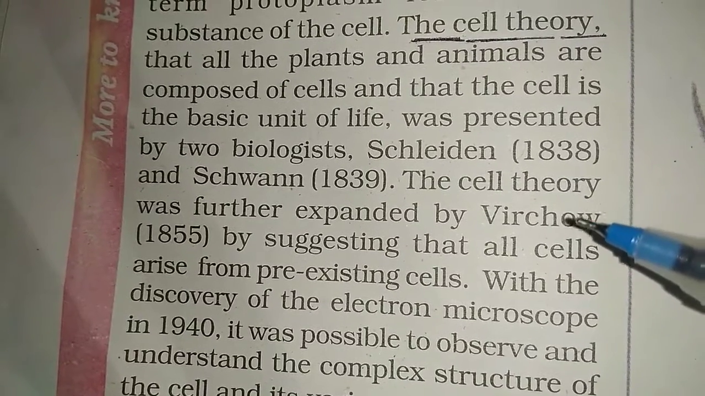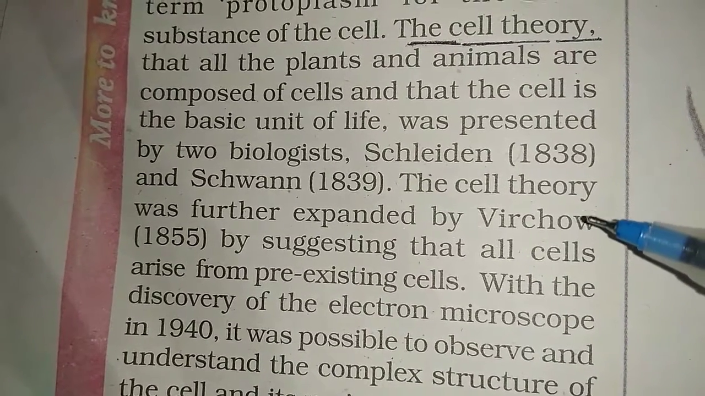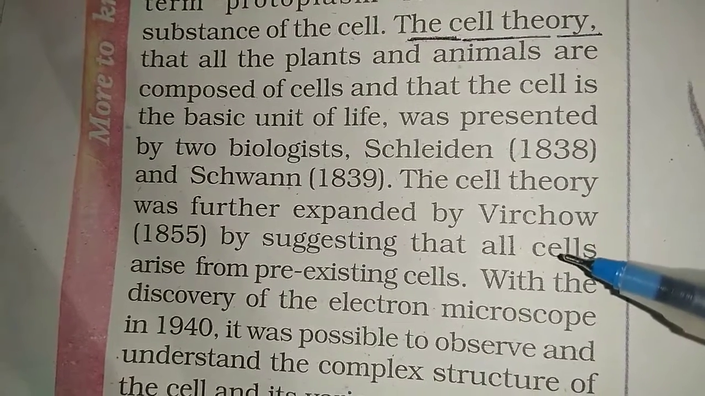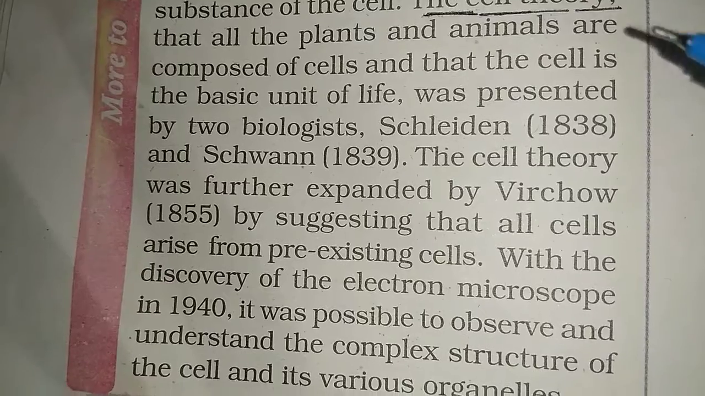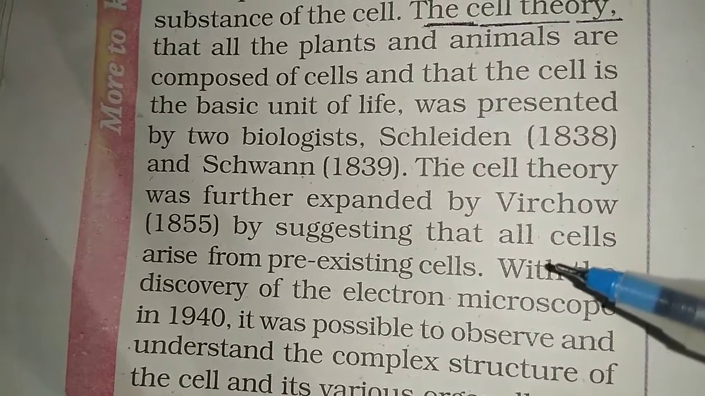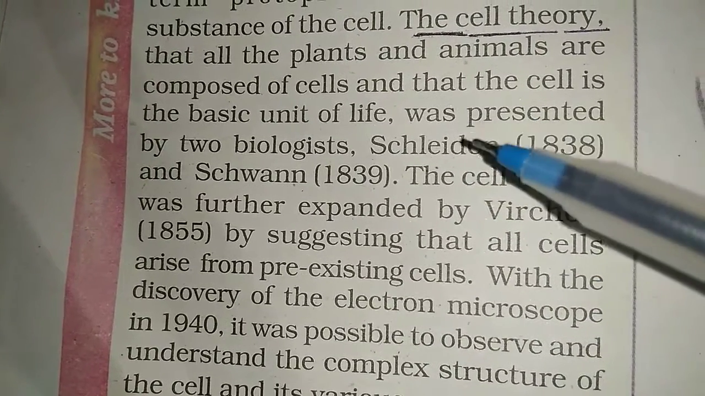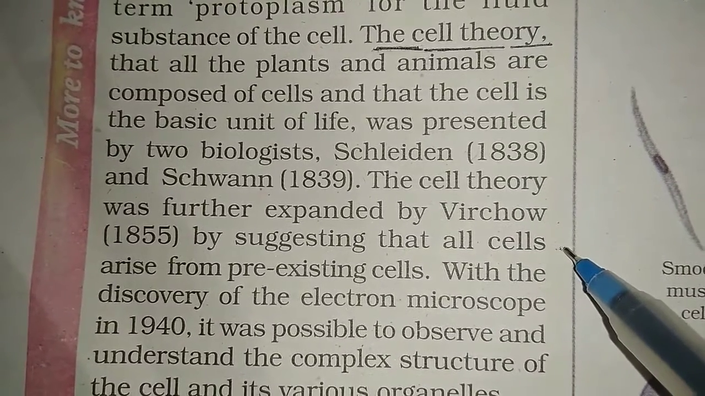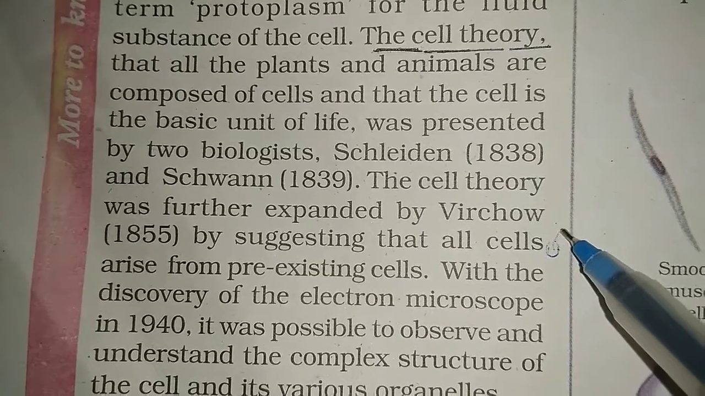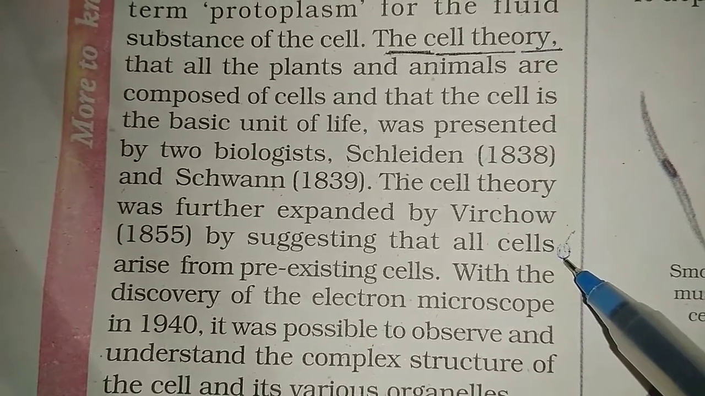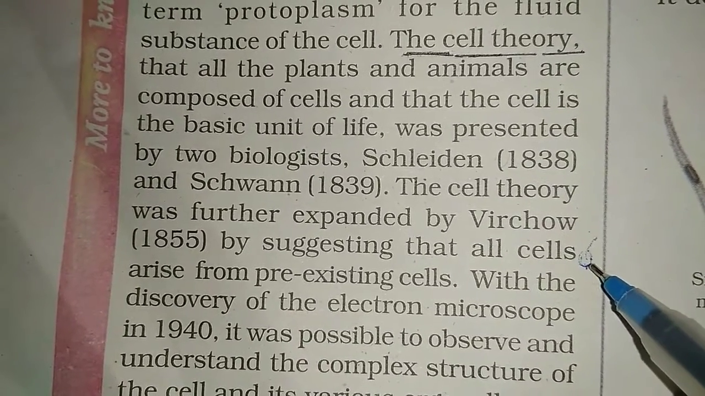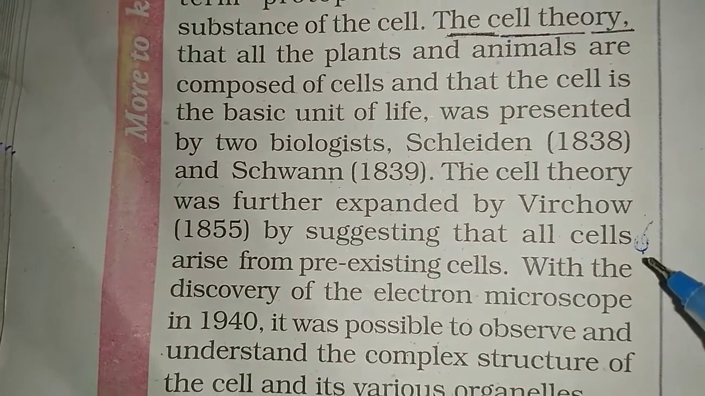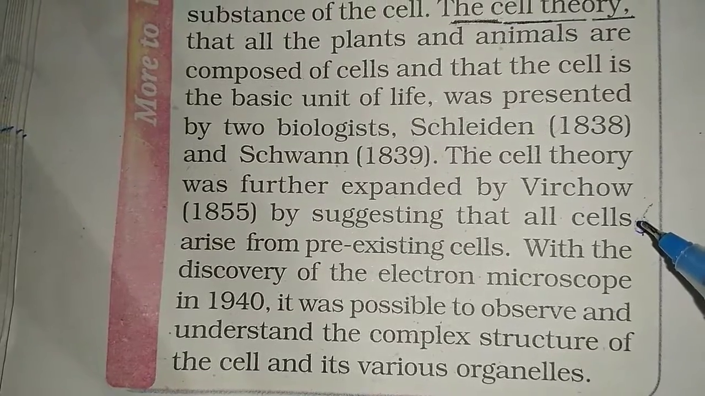And further, there was one more scientist whose name was Virchow. He explained that all cells come from pre-existing cells. That means if there is one cell, then a new cell will form from this cell only. The cell that is already existing, already present, we call the pre-existing cell. And new cells will come from pre-existing cells only.